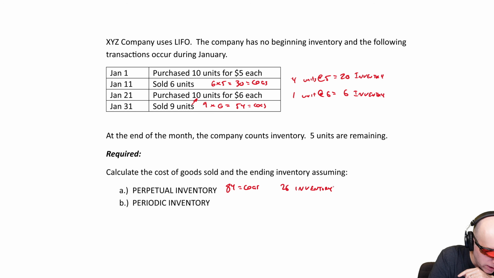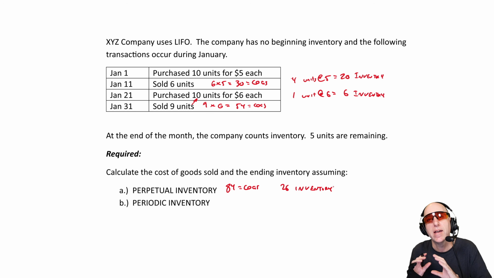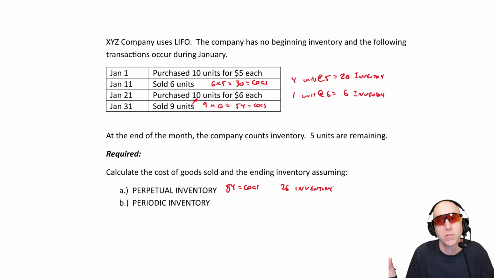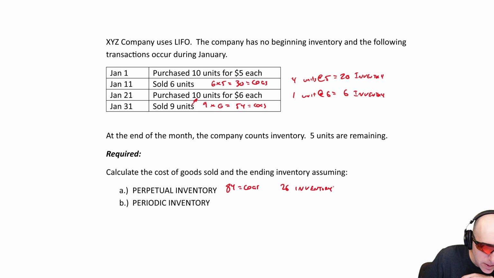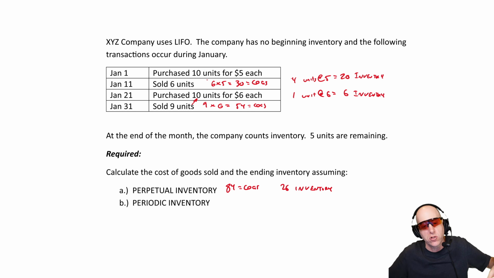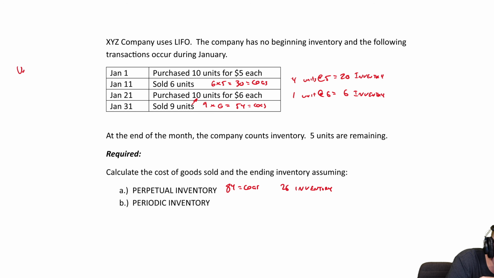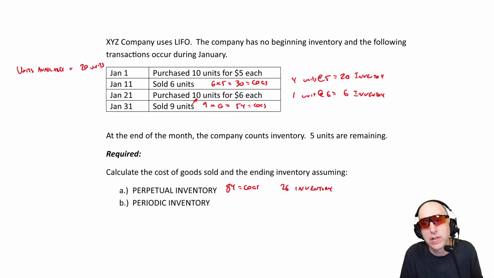The way periodic works is the starting point is to say, if I sold out of my inventory during this period, what's the max I could have sold? What's the maximum amount of inventory I had at any given time? The maximum amount of inventory we had here was 20. If I sold out of everything, I would have sold 20 units during the period. And that's our goods available for sale. I'll just call it units available: 20 units.